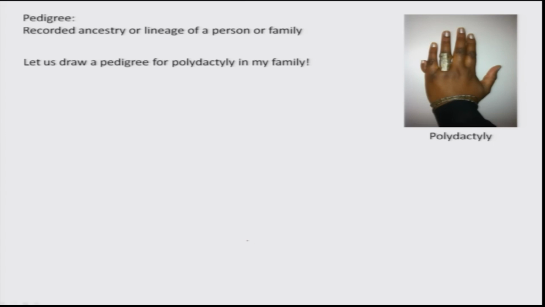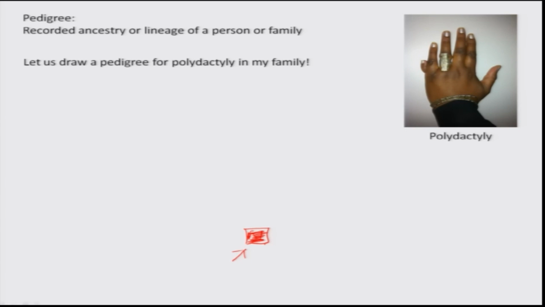So this is me, and I am starting the entire family with myself being the index case, or proband. I have the sixth finger. So I am the individual who is affected, right? I express the phenotype. So how do I really build my family?